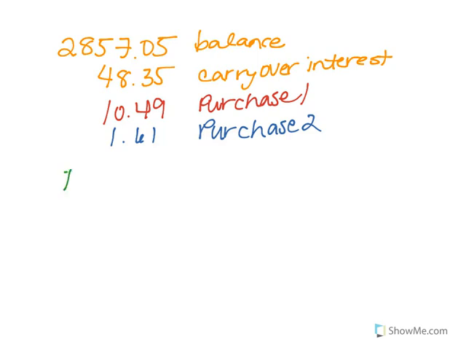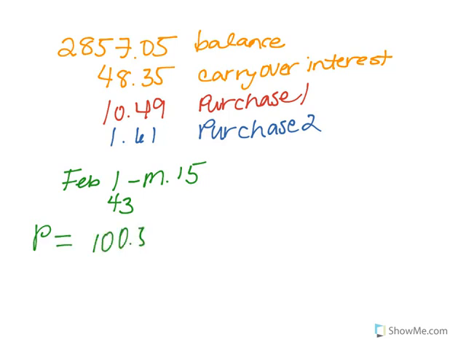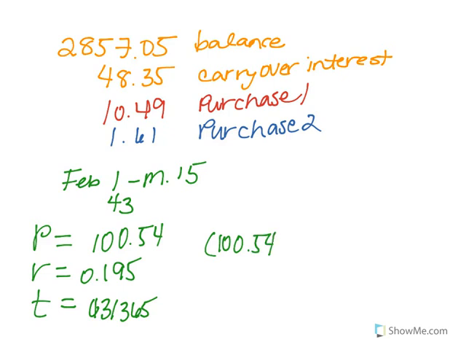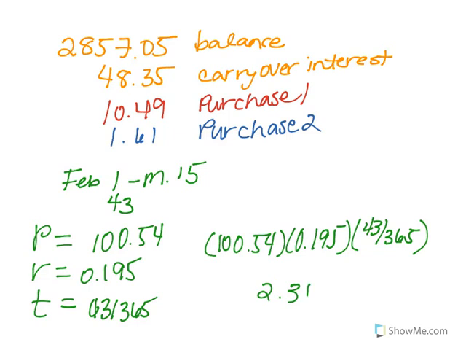Okay, we got to do the last purchase. So the last purchase was from February 1st to March 15th, which is 43 days. And the purchase was for the amount of $100.54. Our rate is 0.195, and our term is 43 out of 365. So we're going to type in 100.54 times 0.195 times 43 out of 365. So this one would be $2.31 in interest.